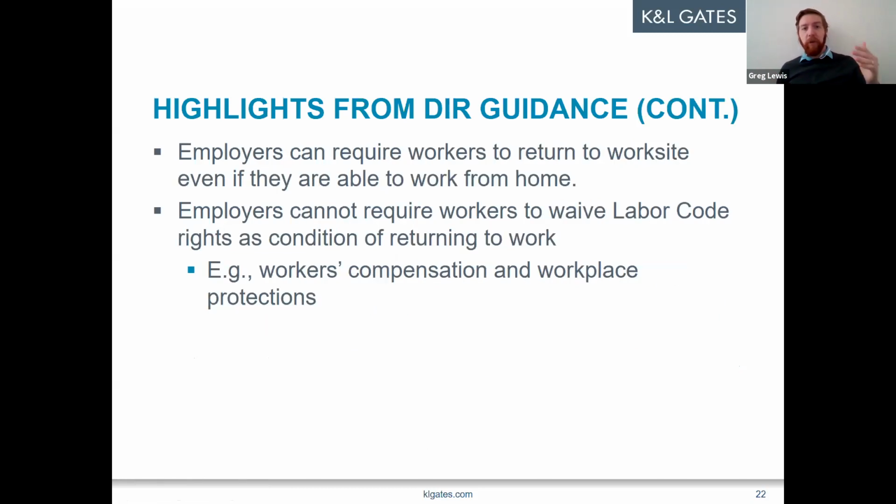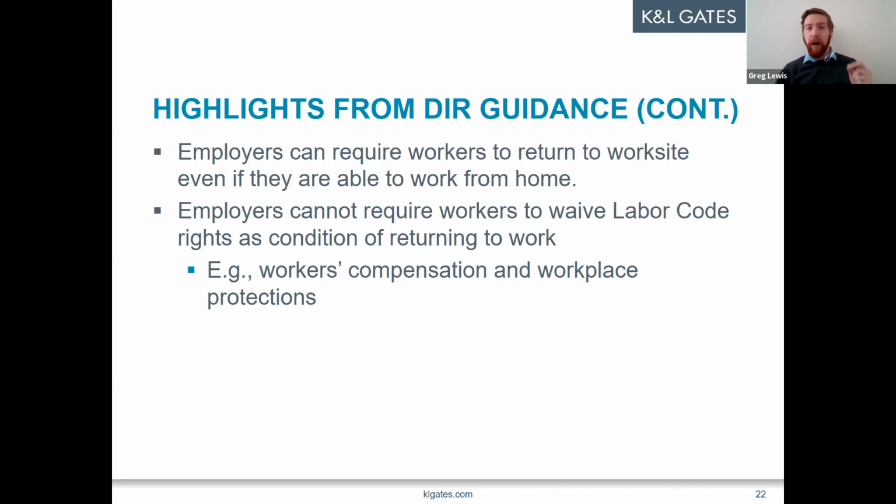So next, employers can require workers to return to the work site even if they are able to work from home. That was an important question that employers were asking, and this was the answer given. Additionally, very important, there have been a lot of documents that have been prepared in order for employees to return to the work site after they are required to do so, or if they are required to do so. In those documents, employers cannot require workers to waive labor code rights as a condition of returning to work. I'm going to say it again because it's extremely important.